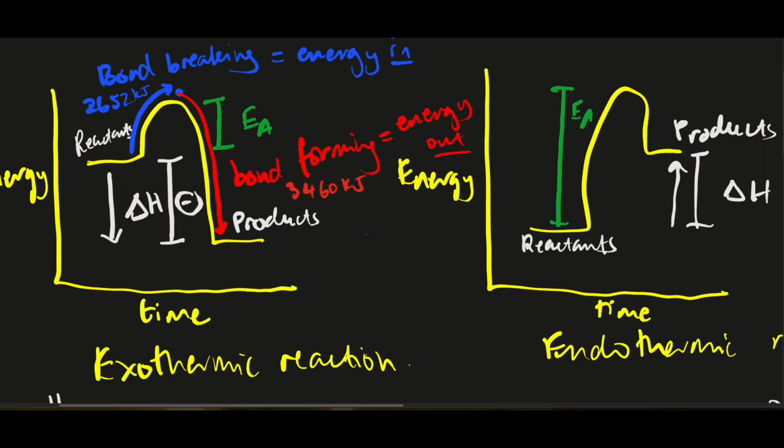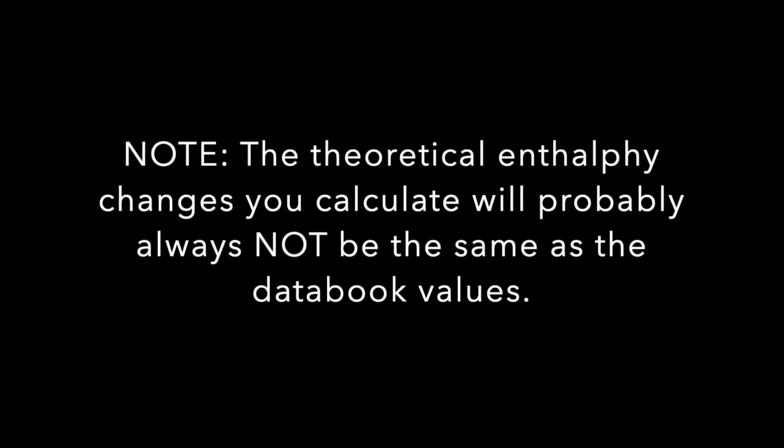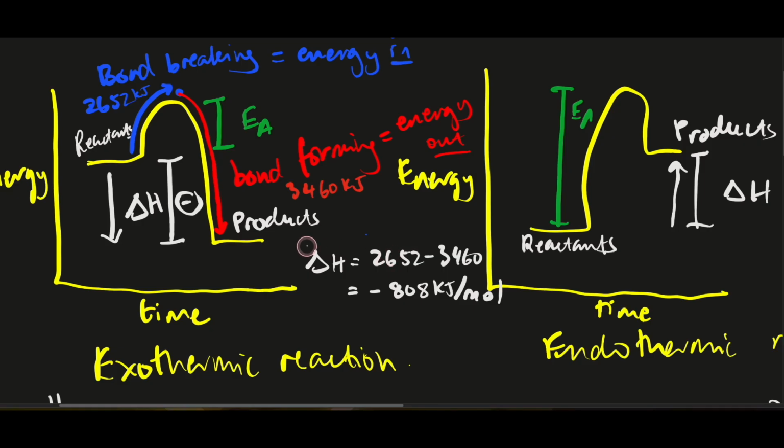So the theoretical delta H is going to equal 2652 minus 3460. That's about negative 808 kilojoules per mole. Delta H is negative 808 kilojoules per mole. That's the theoretical enthalpy change.